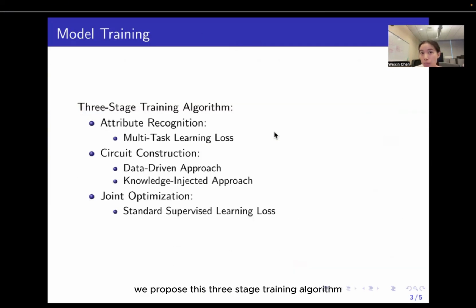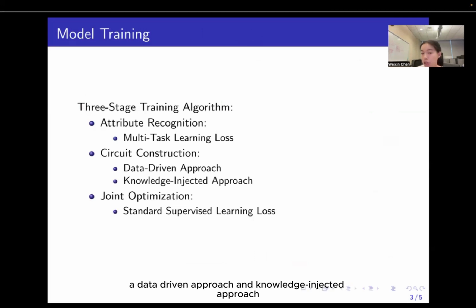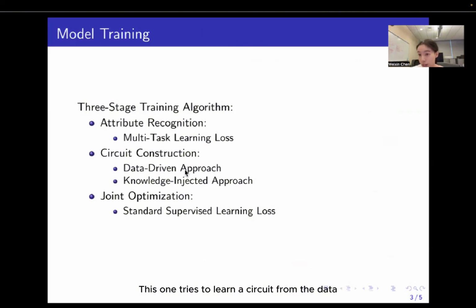To train this model, we proposed a three-stage training algorithm. We first use the multitask learning loss to train the attribute recognition model, and then we introduce two different ways, a data-driven approach and a knowledge-injected approach, to construct the circuit. This one tries to learn a circuit from the data, thus embedding implicit rules from the data. And this one tries to embed explicit, well-defined rules by humans. In this way, we could insert domain knowledge into the circuit. And lastly, we use the standard supervised learning loss to do the joint optimization over the overall model.